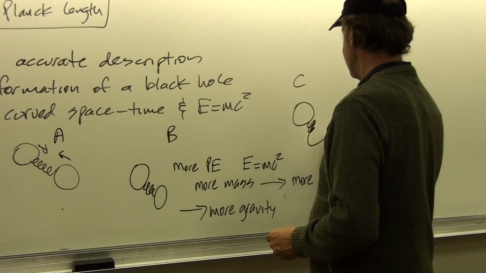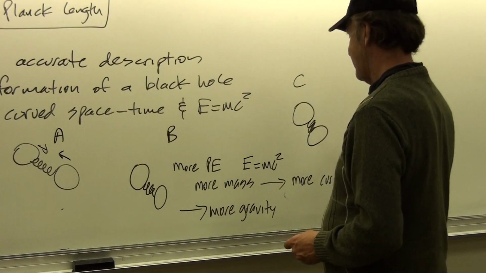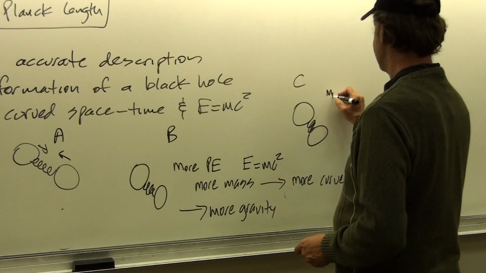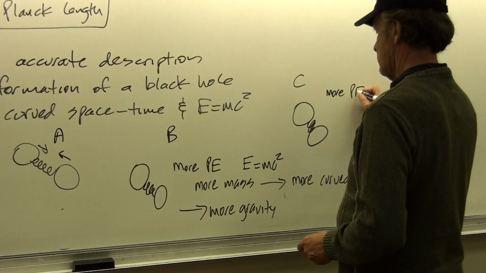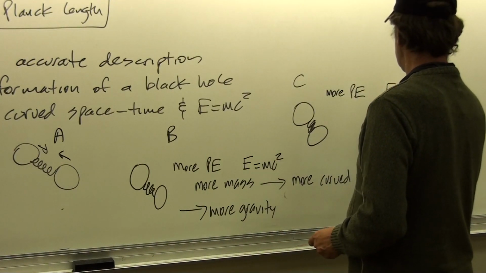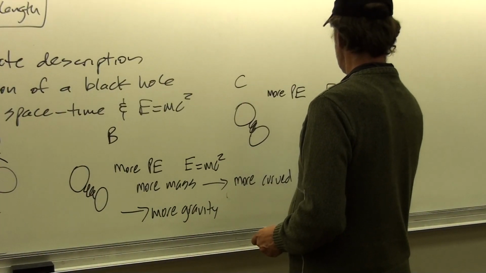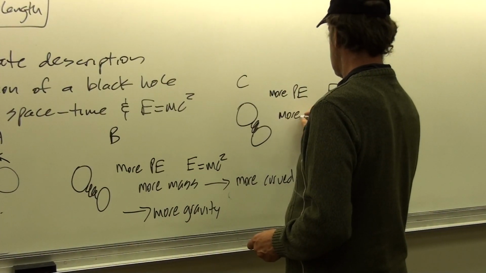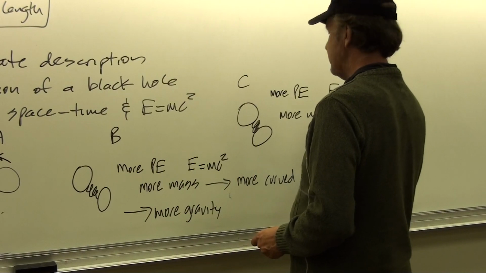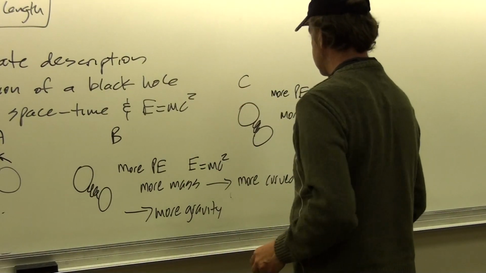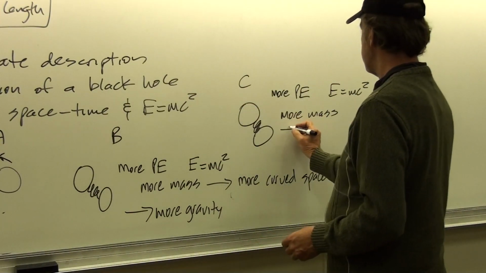Now they're really close together, like this. And so that's more potential energy. E equals mc squared. So that means more mass. More effective mass as the objects get closer together. That means more gravity.